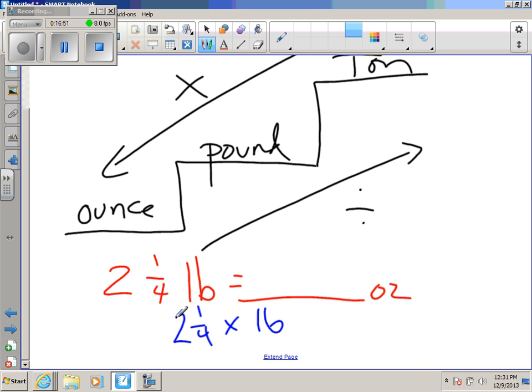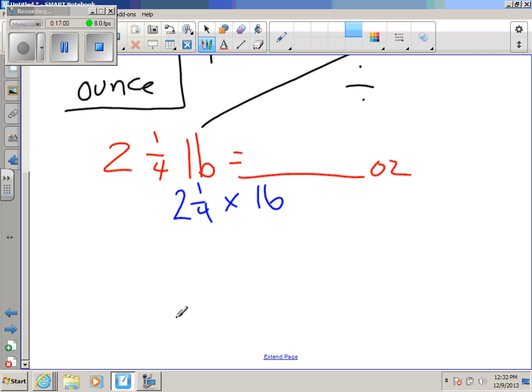How do I do a problem like this where I've got this mixed number here? Make it a fraction, and also make the mixed number improper. Good, so 9 over 4 times 16 over 1. Cancel the 16 and 4. 9 times 4 over 1 is 36 ounces.